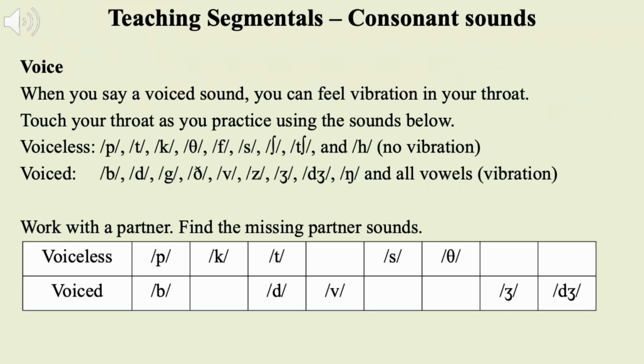Note that the sound pairs are exactly the same by place of articulation. The only difference is voice. K, g, f, v, s, z, th, th, sh, zh, ch, j. In fact, most pronunciation errors are not between voice partners, so the error correction can be reinforced by contrasting the place of articulation.